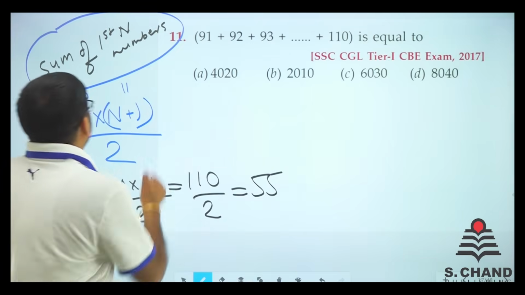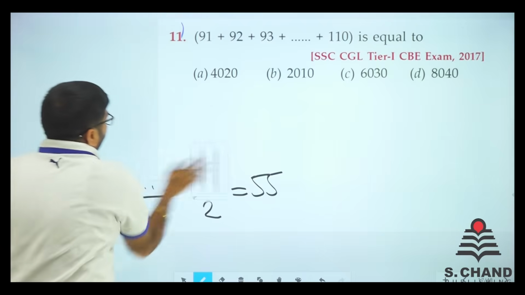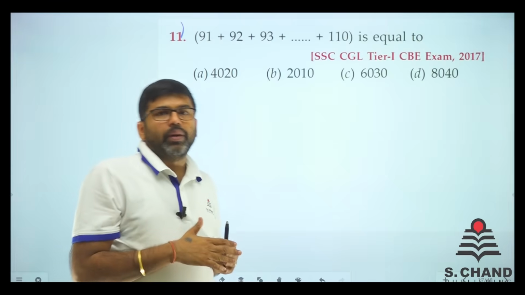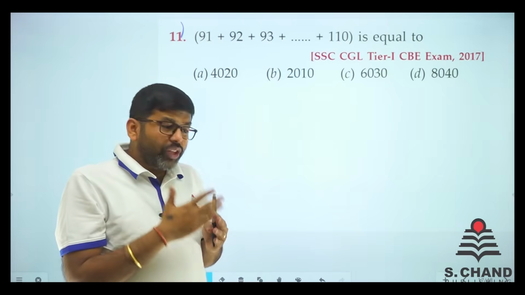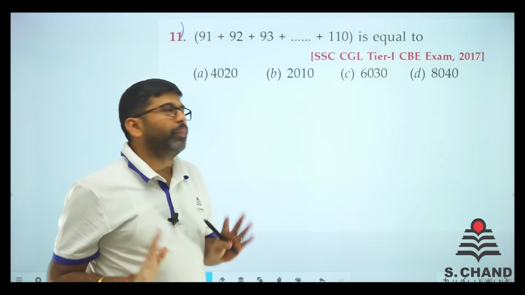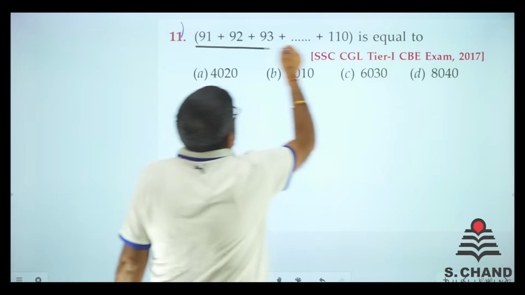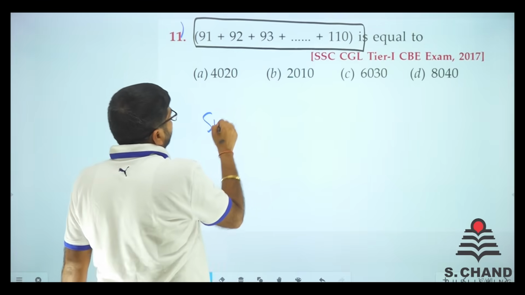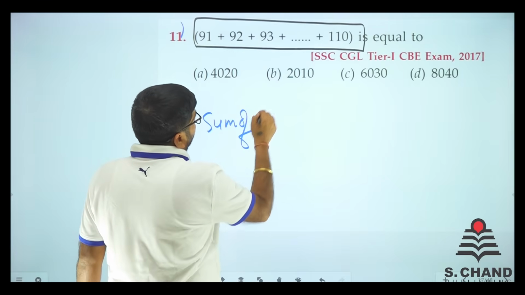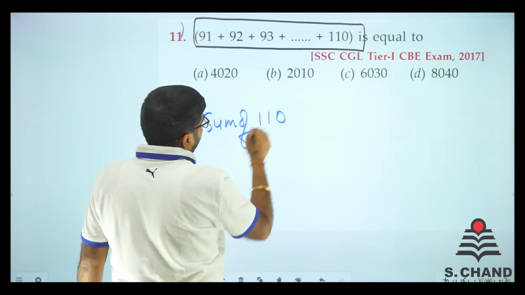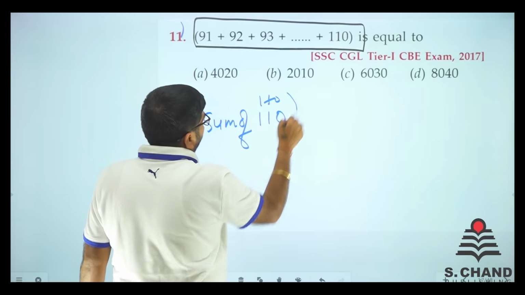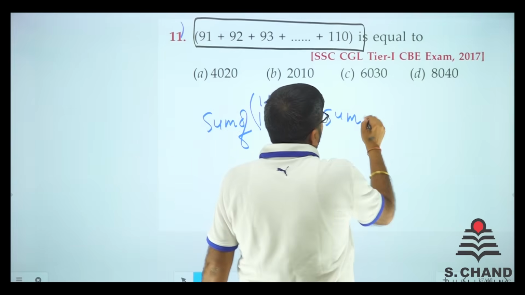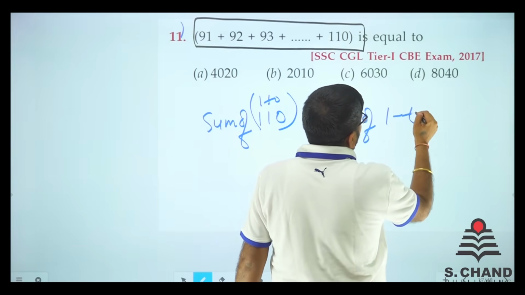So now we have the formula that for first n number we can do just one thing: n into n plus 1 by 2. Now what about this one? From 91 it is saying 110. So what you can do? See, sum of 1 to 110 minus sum of 1 to 90.